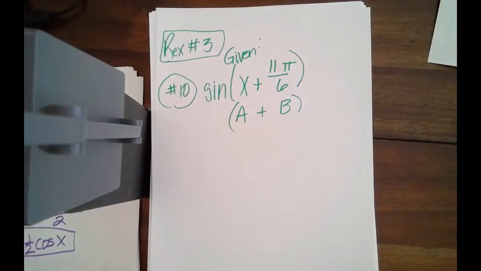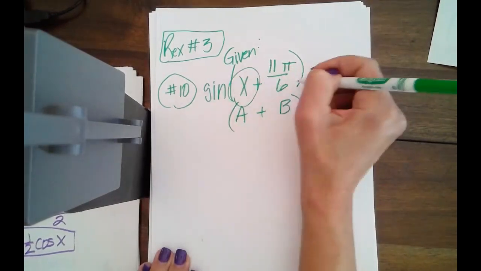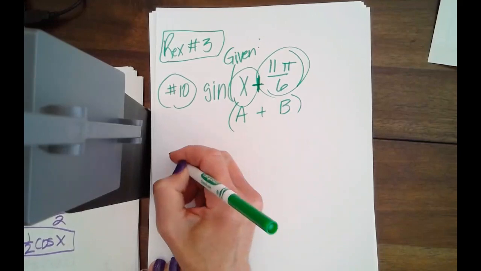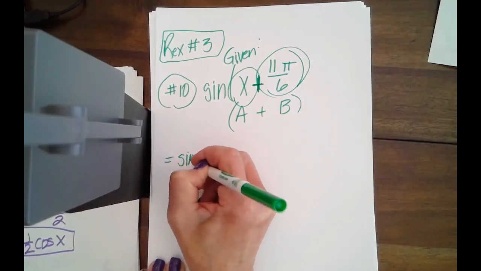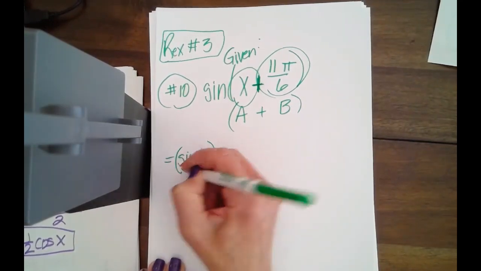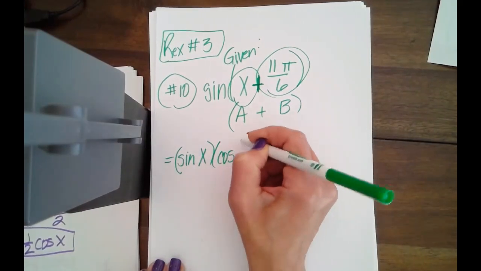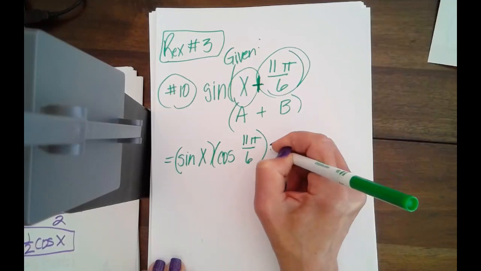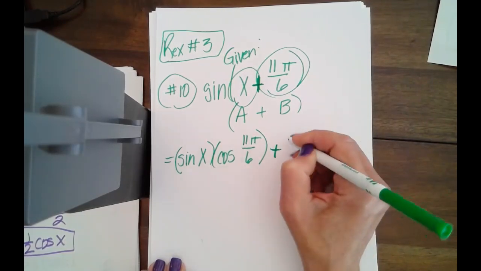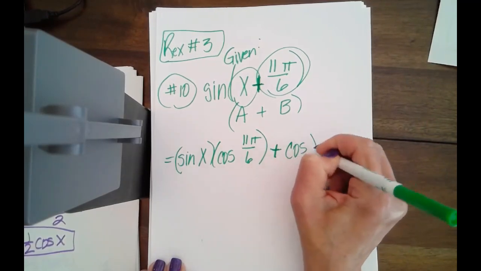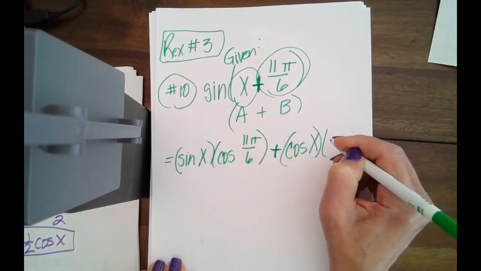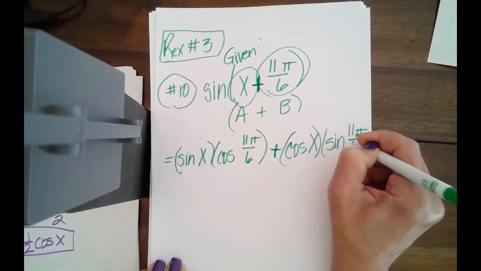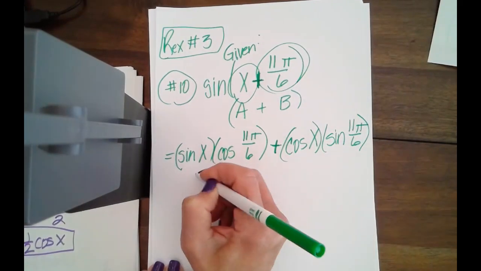All right, so alpha is x and my beta is 11 pi over 6. All right, so equals the sine of my alpha, which is x, okay, times the cosine of my beta, which is 11 pi over 6. I'm just following that formula sheet. All right, I know it's going to remain plus here. So now it's the cosine of alpha, which is x, times the sine of my beta angle, which is 11 pi over 6.